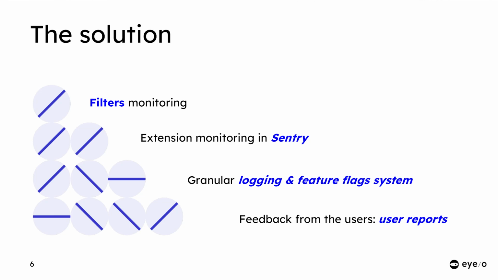So here we have a third-party tool, Sentry. But sometimes Sentry is not enough. So we put in place our own granular logging system and feature flag system, to avoid the situation where we apply a fix, the fix is not working, and we don't have an easy way to revert it back.